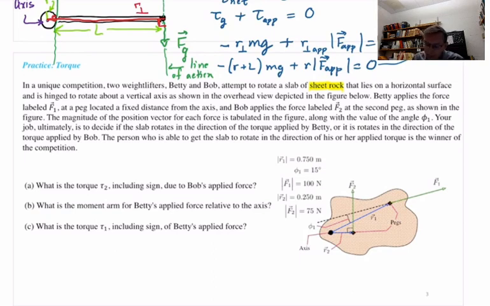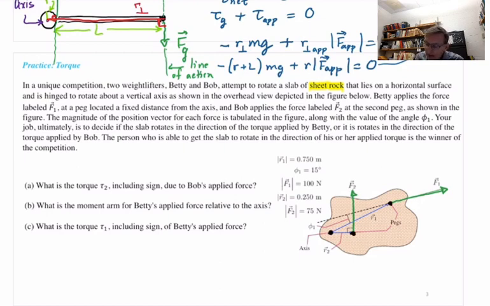Okay, Betty applies a force labeled F1. So here's Betty's force, right there. Well, I didn't do a very good job at that, did I? F1 is Betty's force. And Betty produces this force by pulling on that peg right there that's built into the sheetrock. Bob's force, F2, is right there, pulling on a different peg that he has available to him right there.